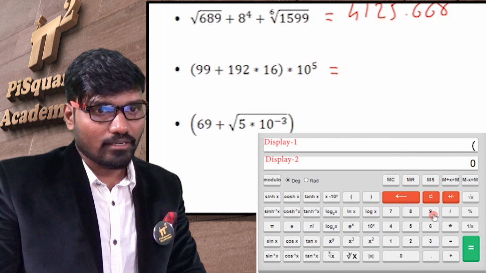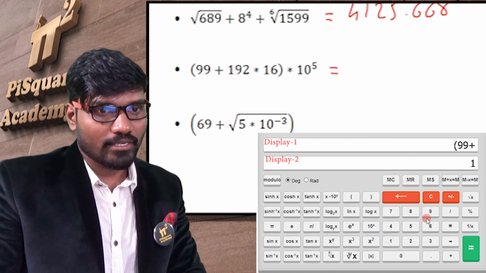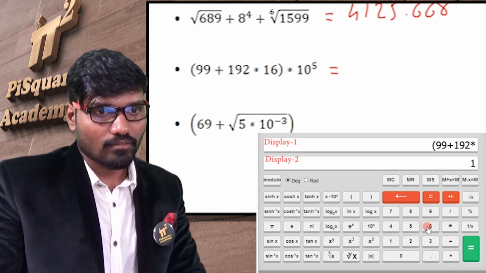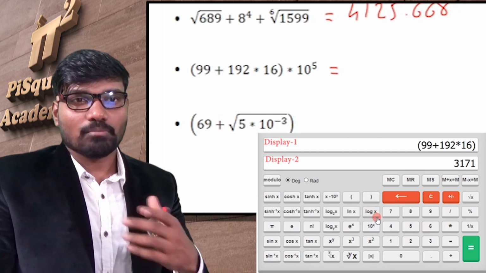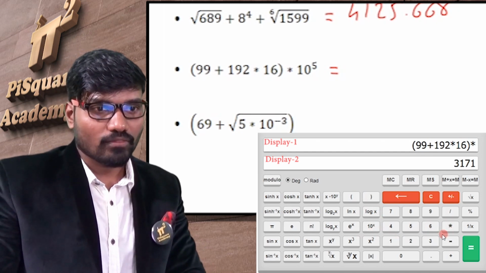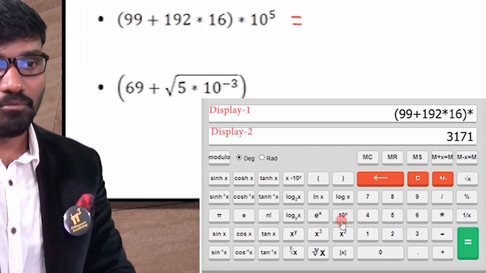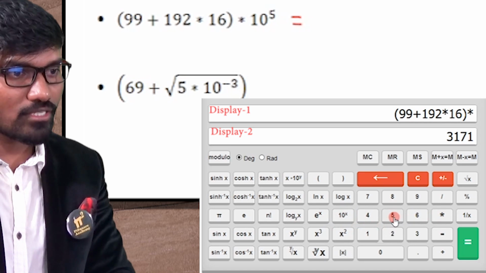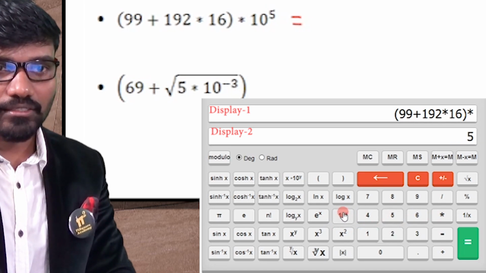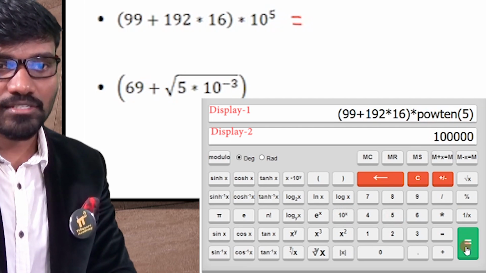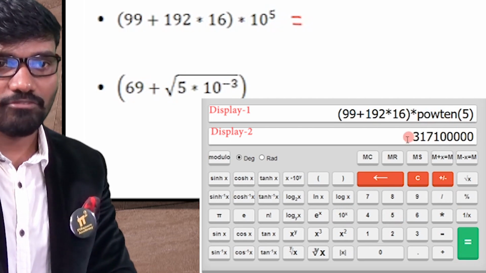Open the bracket. 99 plus 192 into 16. Okay. Close the bracket. I should multiply with 10 power 5. Okay, so let's try that. Into, and the x value I should enter now, because for 10 power 5 I should enter the x value, then this button. Okay, x value is 5. Then you hit it, you'll get the power of 5. And this is the initial result. For the final result, hit this. Okay, this is the final result.